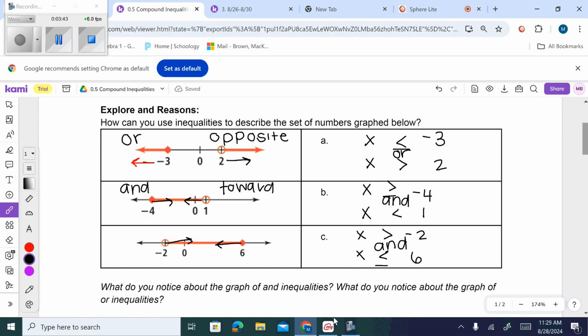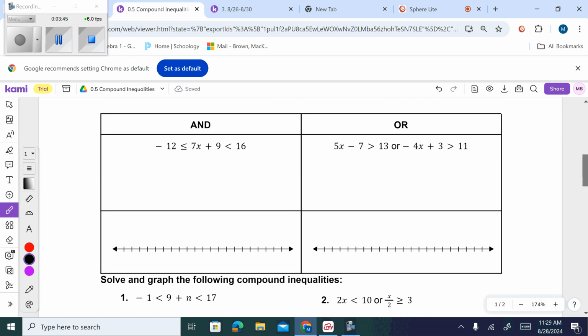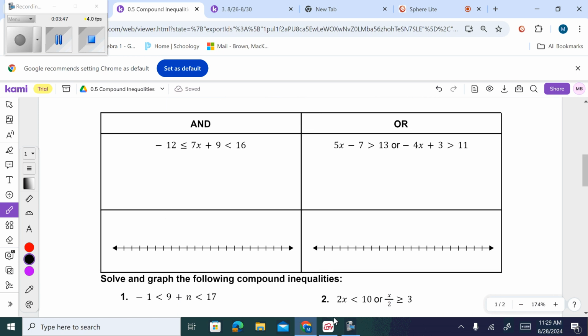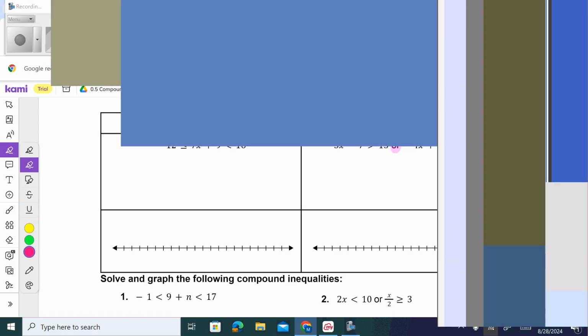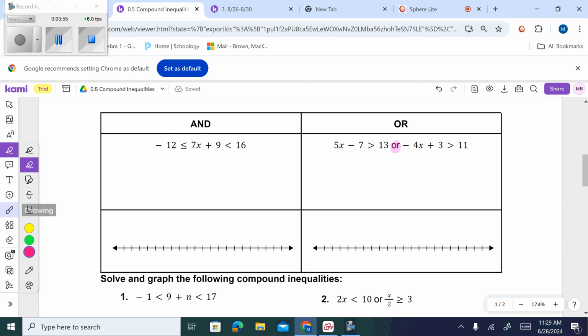Alright, so go look at this example right here. And we're going to start on the or one. How do I know that this is an or inequality? Okay, your or inequalities will always say or. Okay, so what direction should these be going? Opposite, right? Opposite next to or.